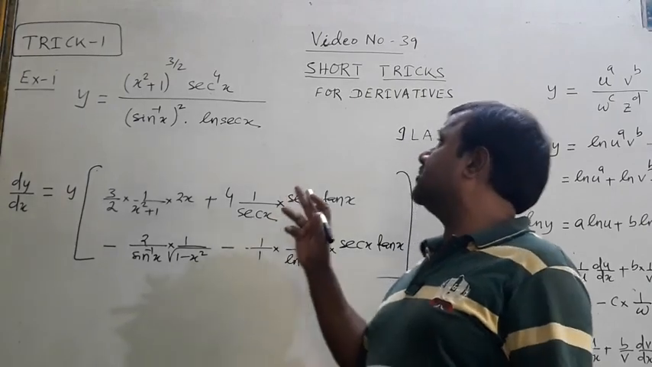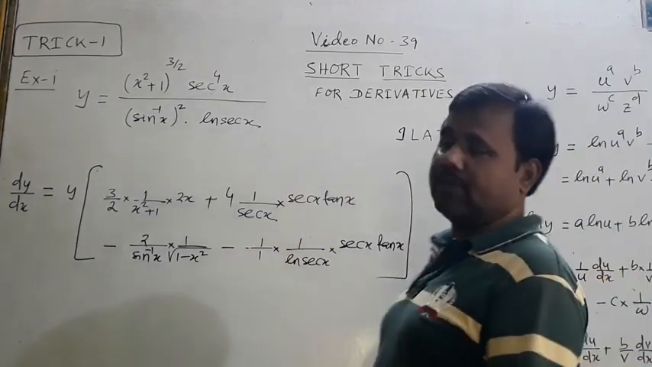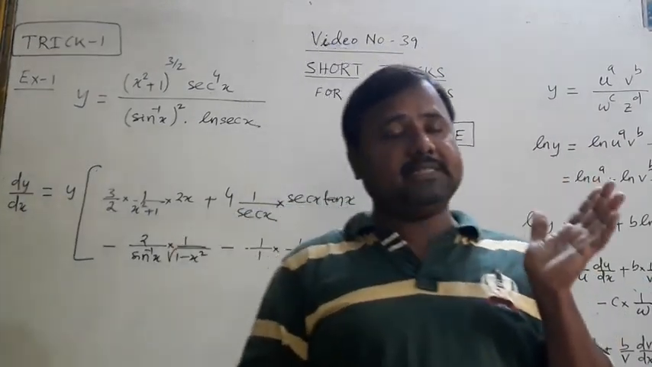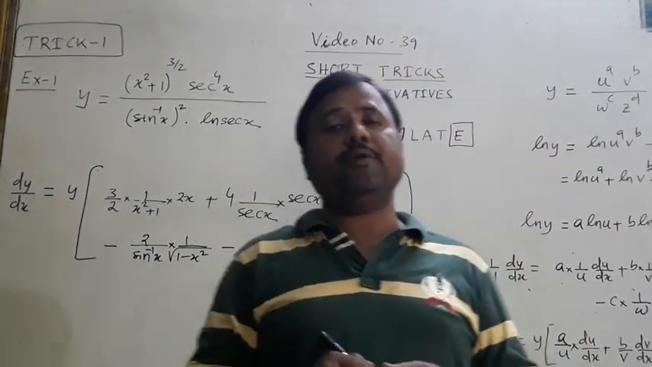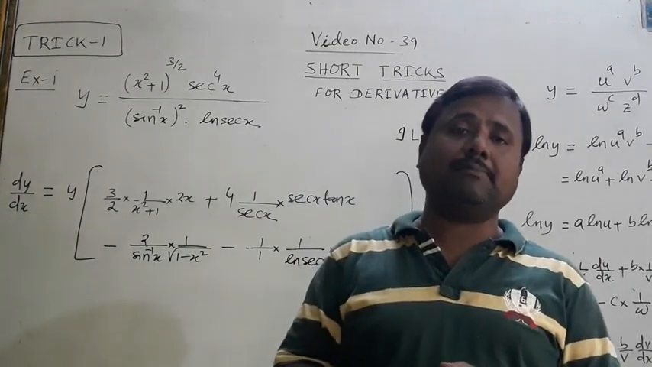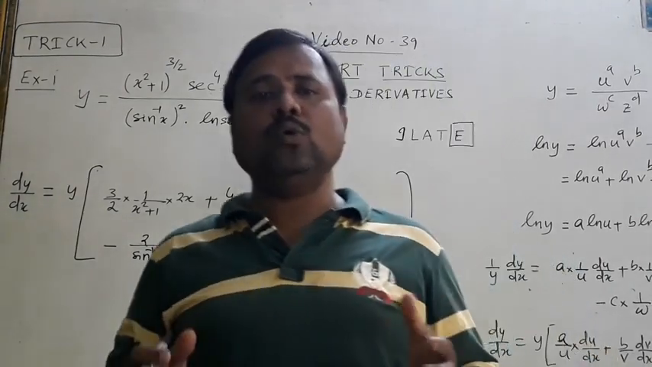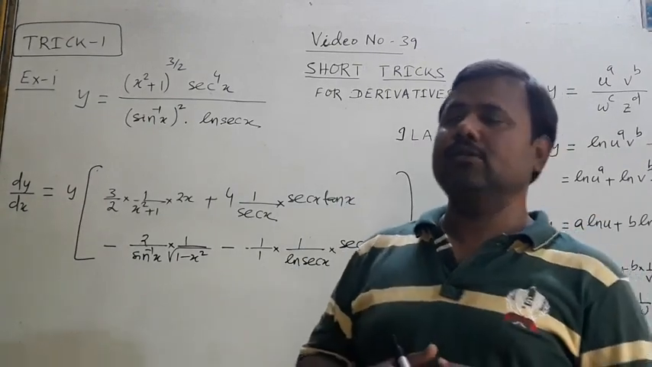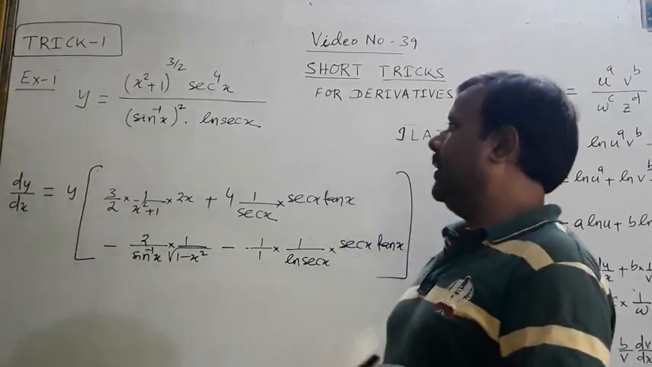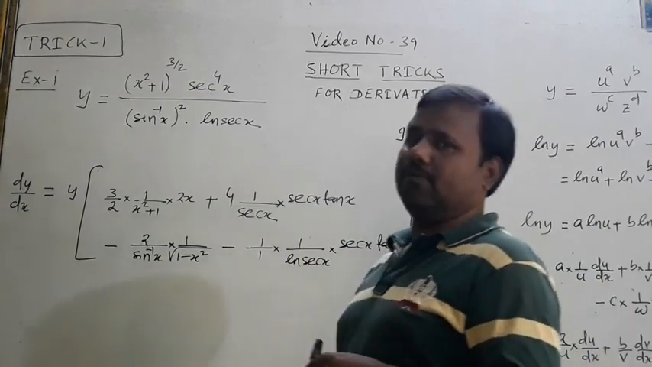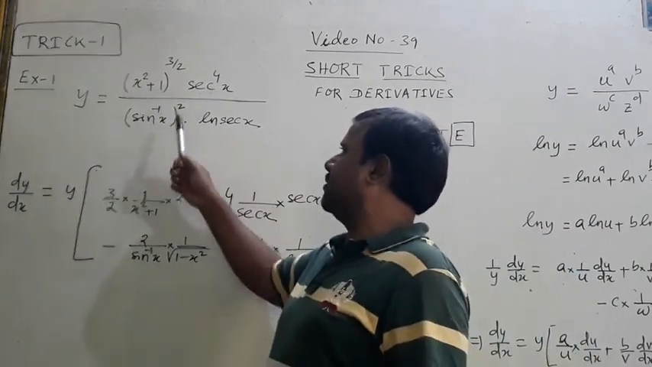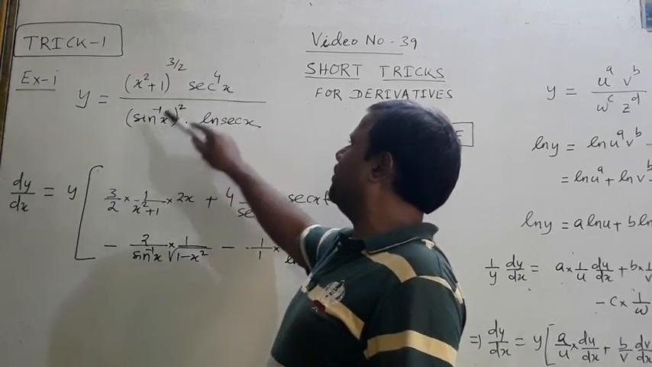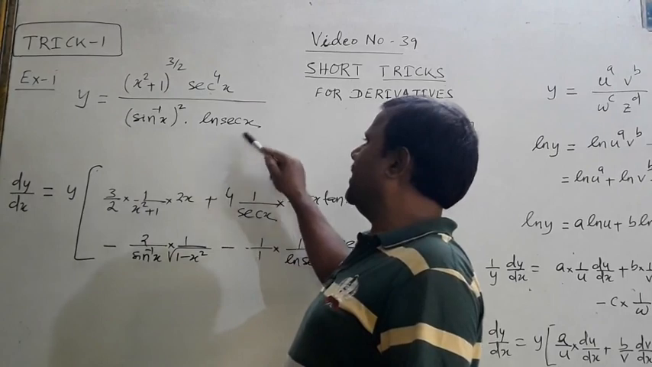This is my short trick of derivatives. In the last 20 videos I told you how you can do the short method of any derivative. Today this is part 2 and here I am giving one example. This is in the u by v method. Suppose this is (x square plus 1) to the power 3 by 2 sec to the power 4 x, divided by sin inverse x square ln sec x.